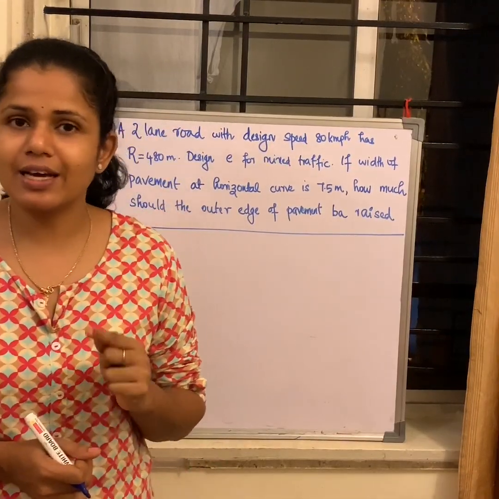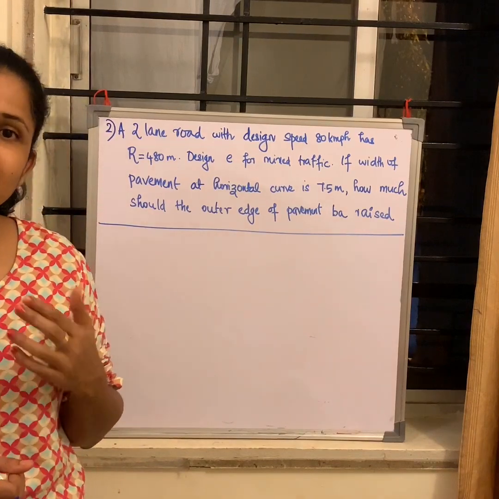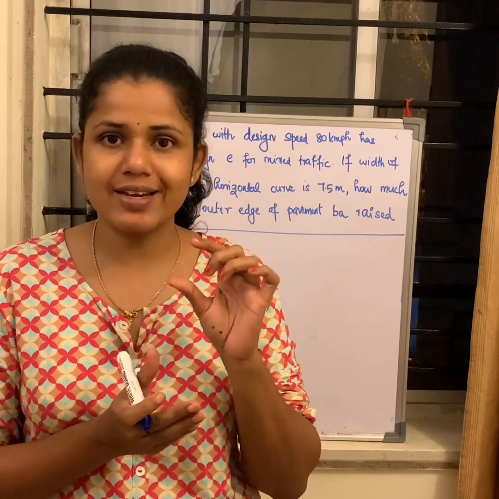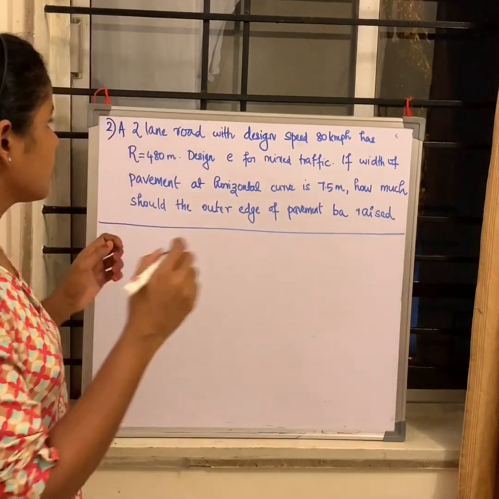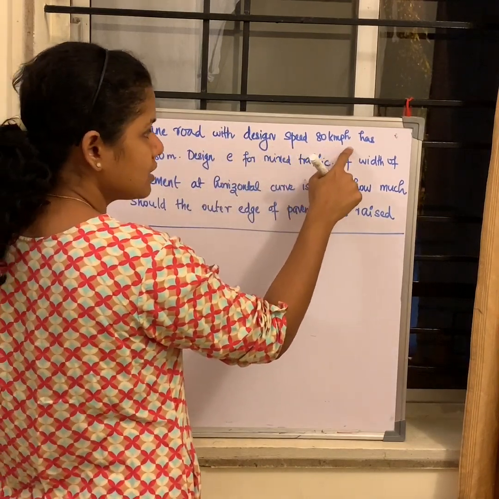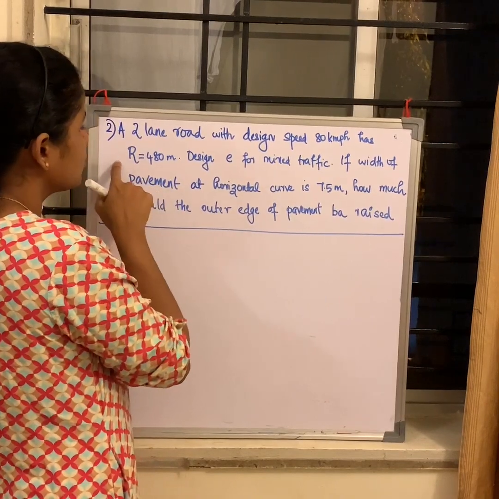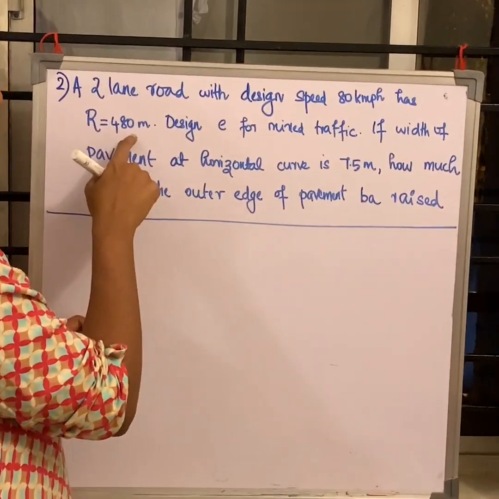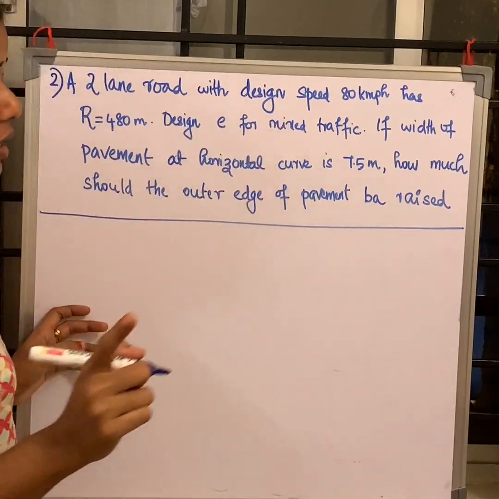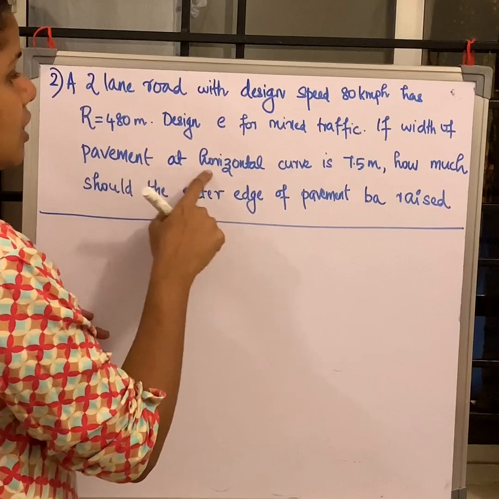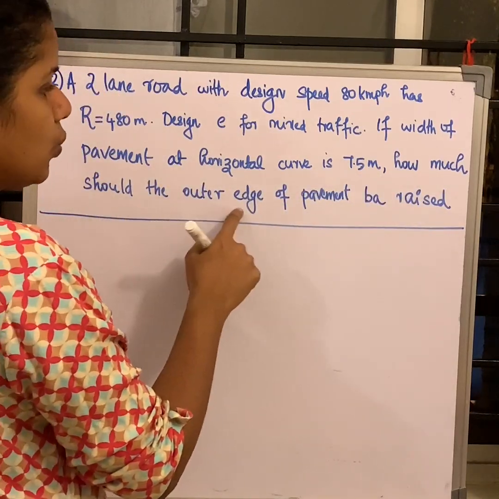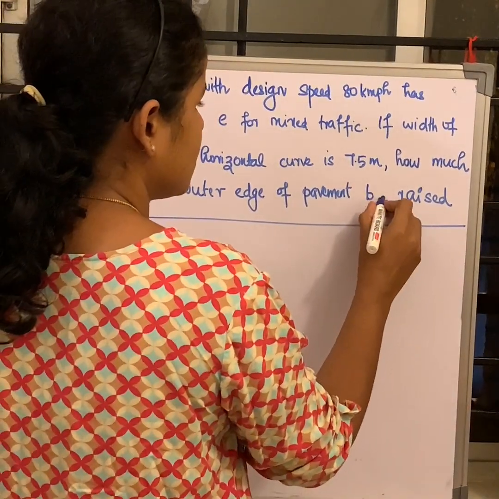So we will take another example, which typically will work on how much this outer edge rise, the vertical edge rise, has to be calculated. So the question is as follows. A two-lane road with a design speed of 80 km per hour has a horizontal curve of radius R equal to 480 meter. Design the super elevation for mixed traffic condition. If the width of the pavement at a horizontal curve is 7.5 meter, how much should the outer edge of the pavement be raised? This is the question.